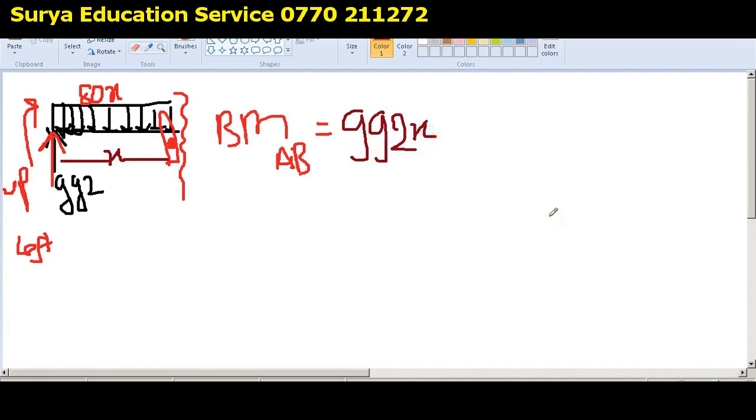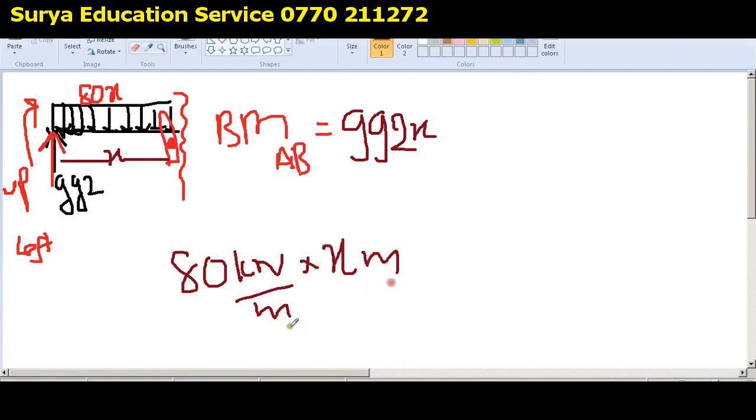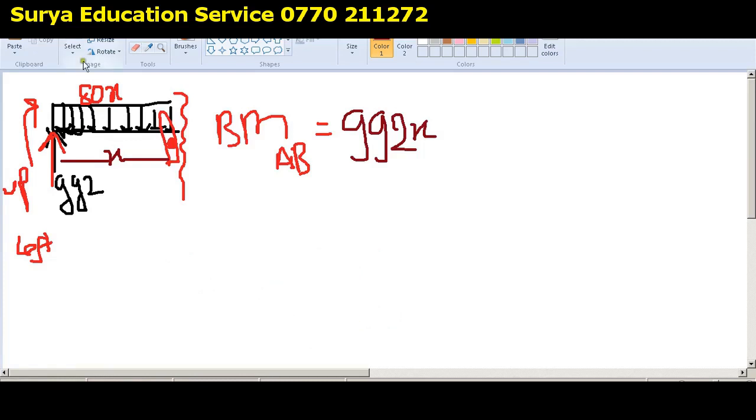And now the next thing, what is the next load? 80x, right? A load of 80 kilonewtons per meter is applied for a distance of x meters. So what is the total? 80x. So now that 80x load will act at the mid, because guys, it is the center of gravity.